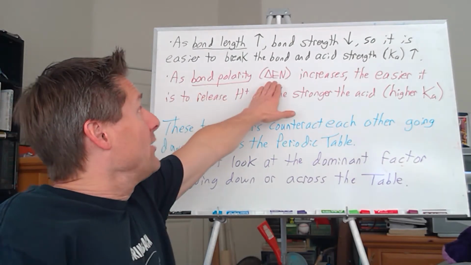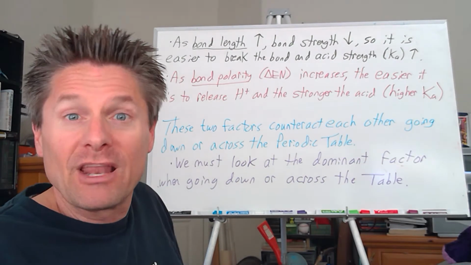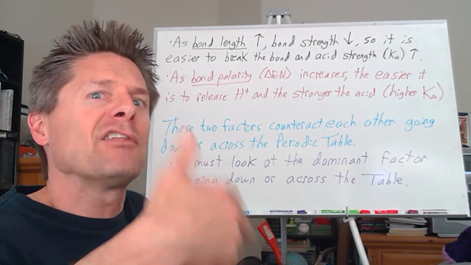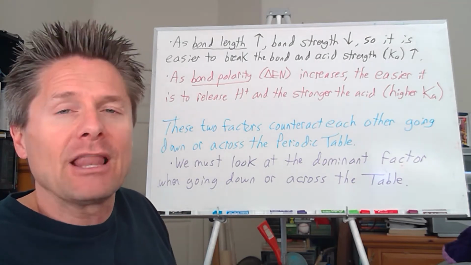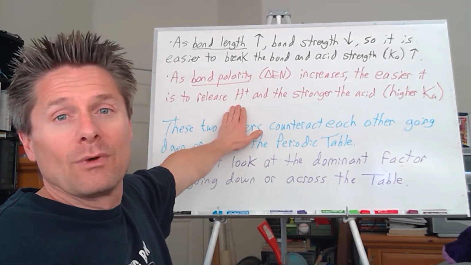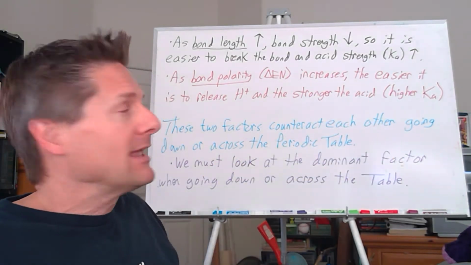So the greater the electronegativity difference between these, or in essence, the greater the electronegativity of the non-hydrogen atom, because it will always have hydrogen, so it really is based on the other atom. The higher the electronegativity of the other atom, the easier it is to release that H+, and the stronger the acid, or the higher the Ka.